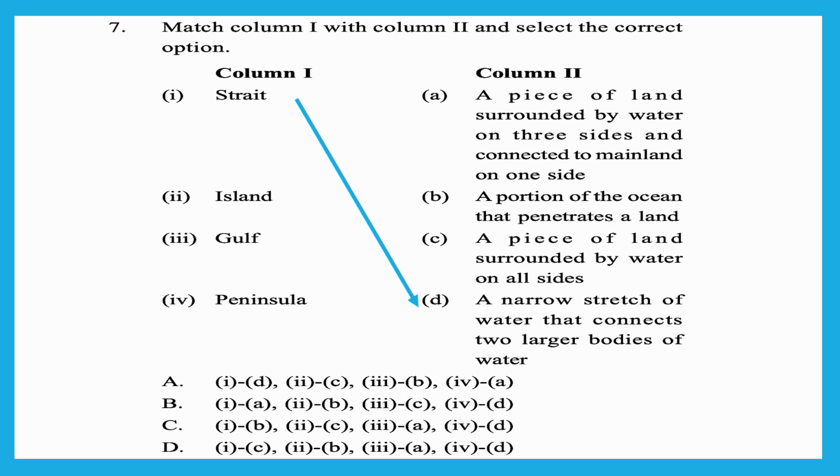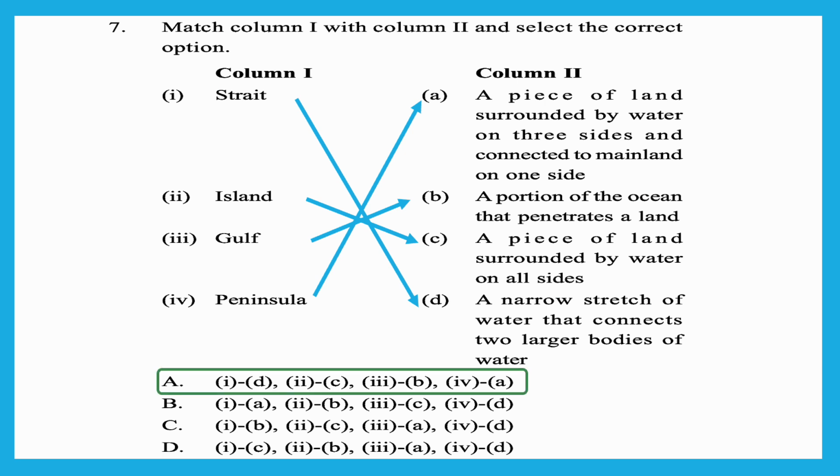Island is a piece of land surrounded by water on all sides. So 2 matches C. Now third one is gulf. Gulf is a portion of the ocean that penetrates a land. So option 3 matches B. Then fourth is peninsula. Peninsula is a piece of land surrounded by water on 3 sides and connected to mainland on 1 side. 4 matches A and the right option is option A.